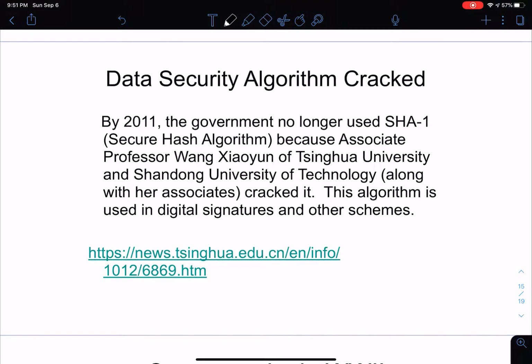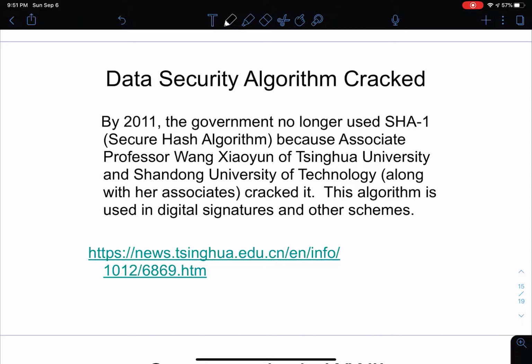More algorithms came about because things were starting to move at lightning speed in the 2000s as far as technology, computers, speed, and all that. So by 2011, there was something called the Secure Hash Algorithm that had been in use. They graduated from Rijndael. And all of a sudden they couldn't use that anymore because an associate professor, Wang, I don't know how to say her last name, I think it's Xiaoyun, she cracked it.